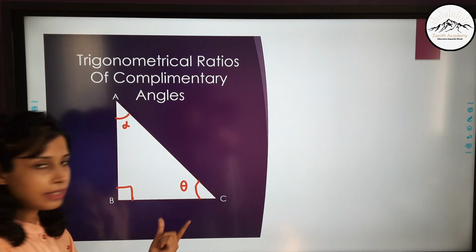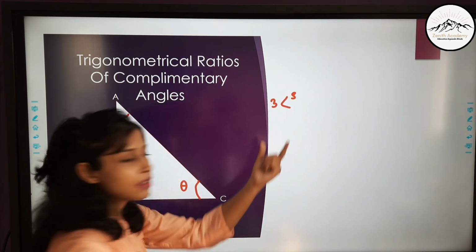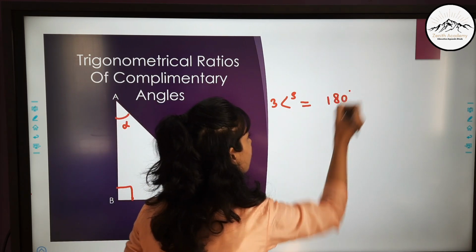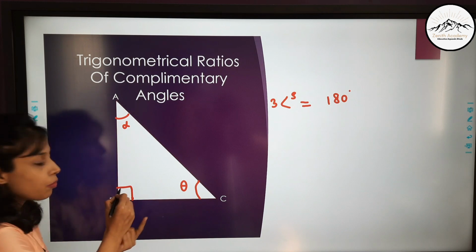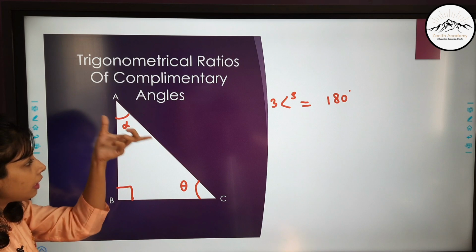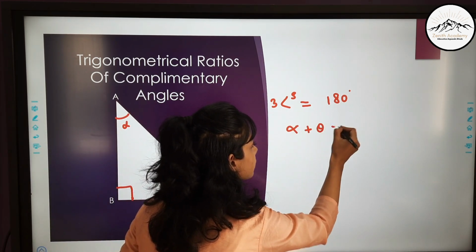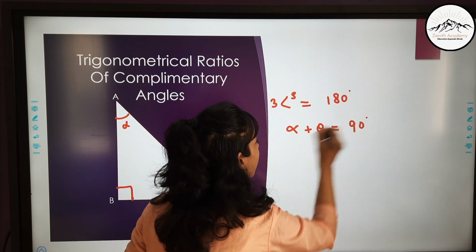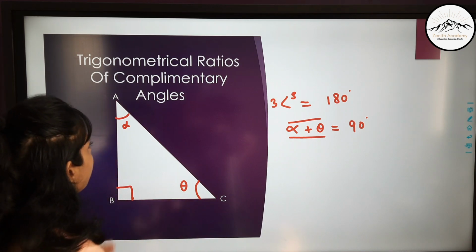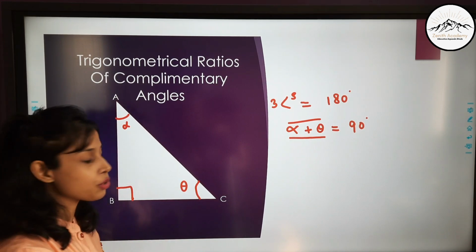Now, since this is a right angle triangle, the sum of the three angles of a triangle, we know, is equal to 180 degrees. So, if one angle is given to us as 90 degrees, the sum of the other two would definitely be 90 degrees. So this implies alpha plus theta is equal to 90 degrees, and hence these both angles are complementary angles. Now, what is the significance of this complementary angle in trigonometric ratios?